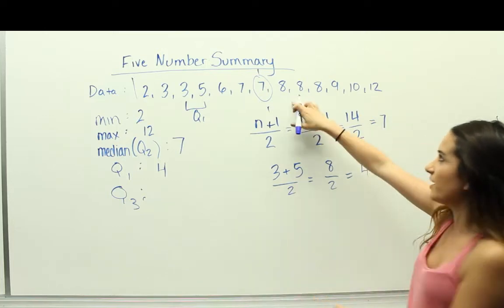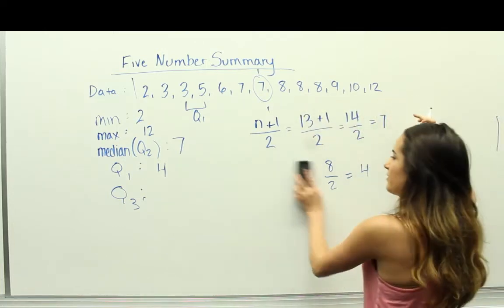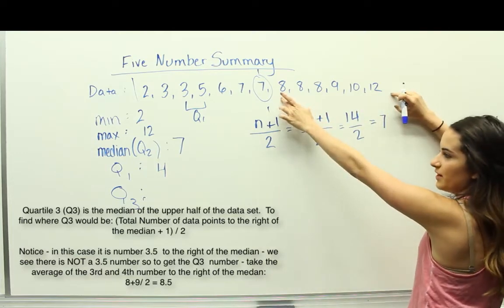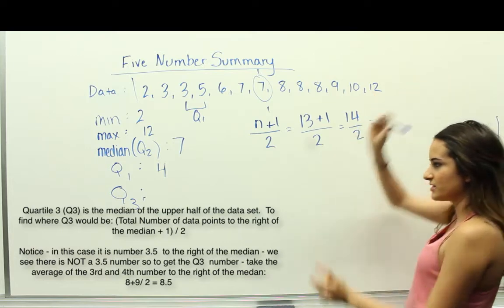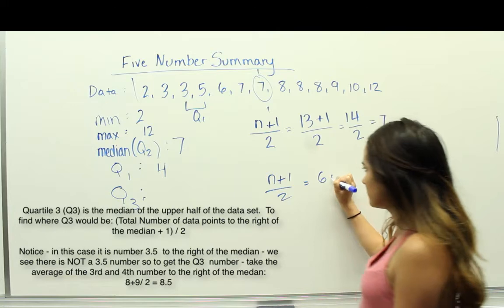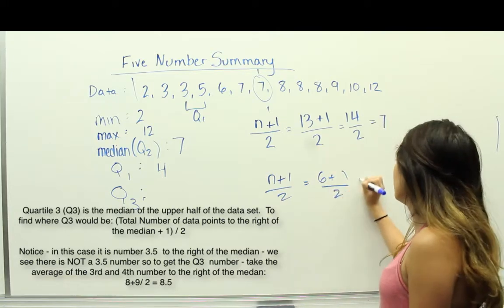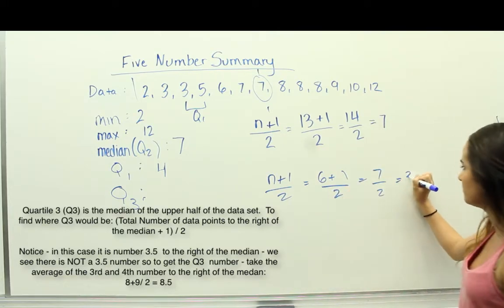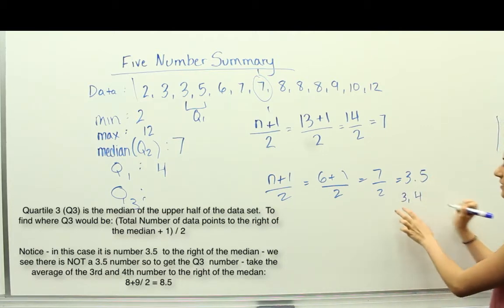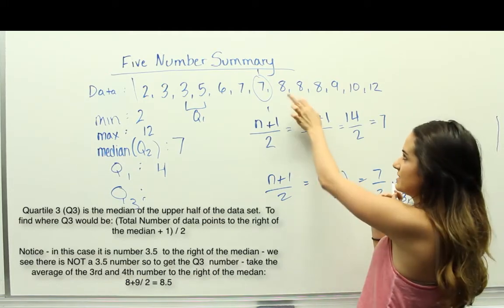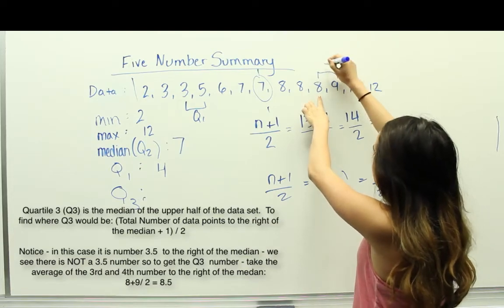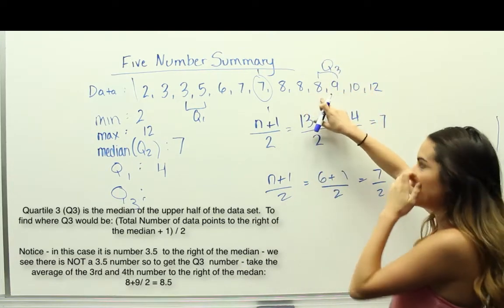Now, let's do the same process to solve for quartile 3. So we're going to take the same formula, but do it with this set, right? So there's 6 numbers here, so you do the same thing. N plus 1 over 2. So 6 plus 1, which is 7 over 2. So 7 over 2 equals 3.5, like the first time. And now you find the number between the 3rd and the 4th number in this data set. So 1, 2, 3, and 4. So quartile 3 is a number between 8 and 9.